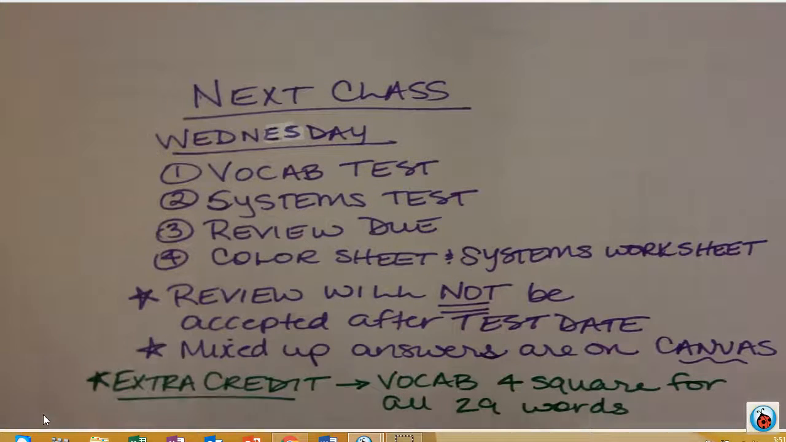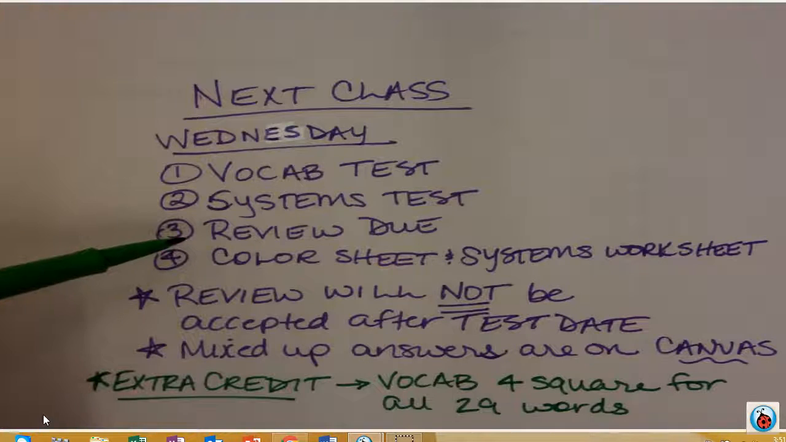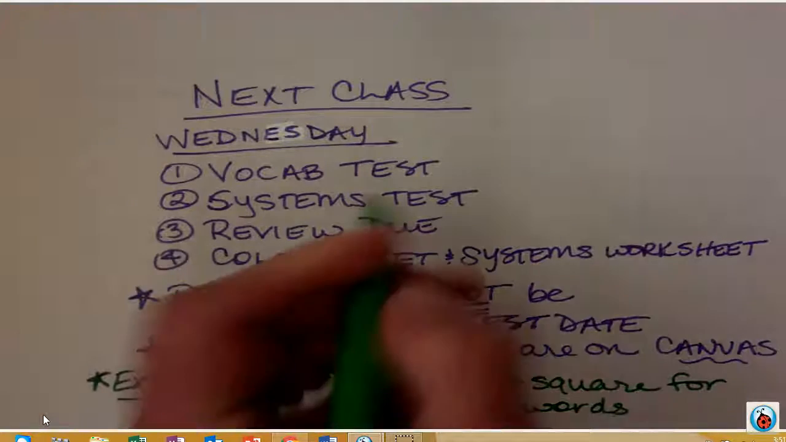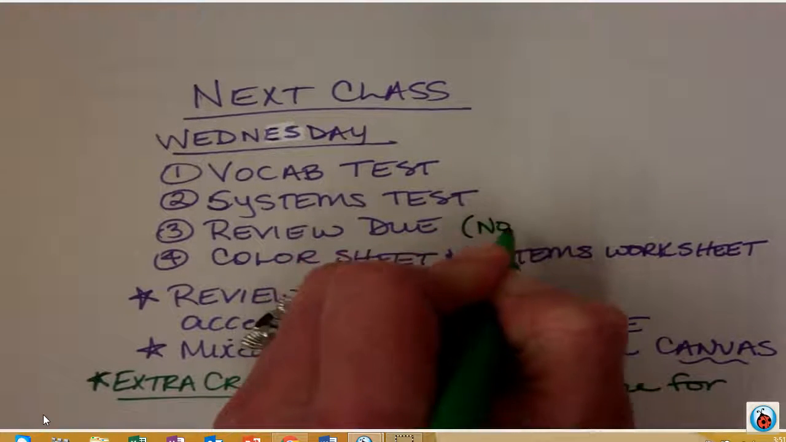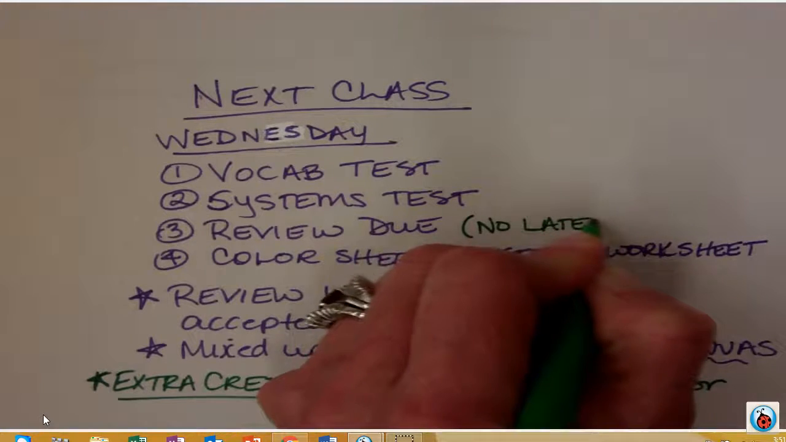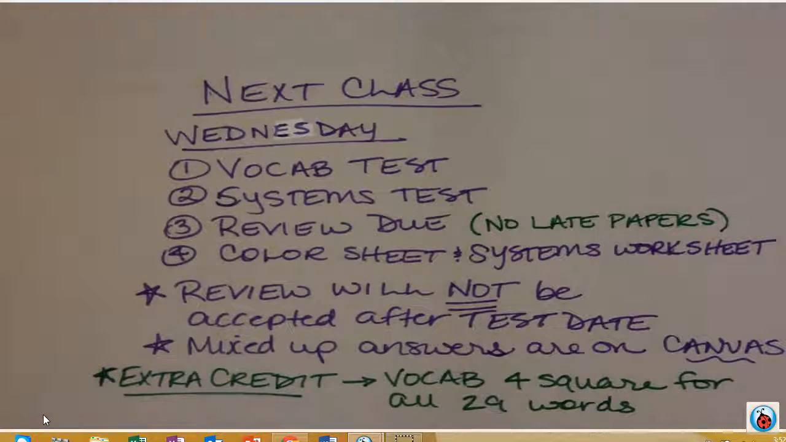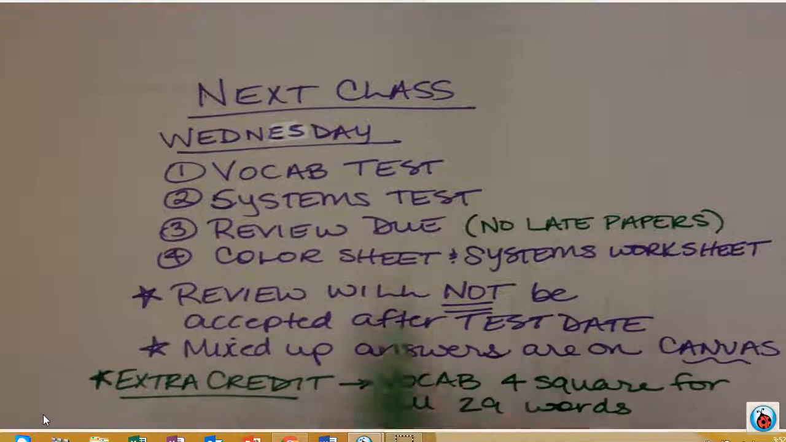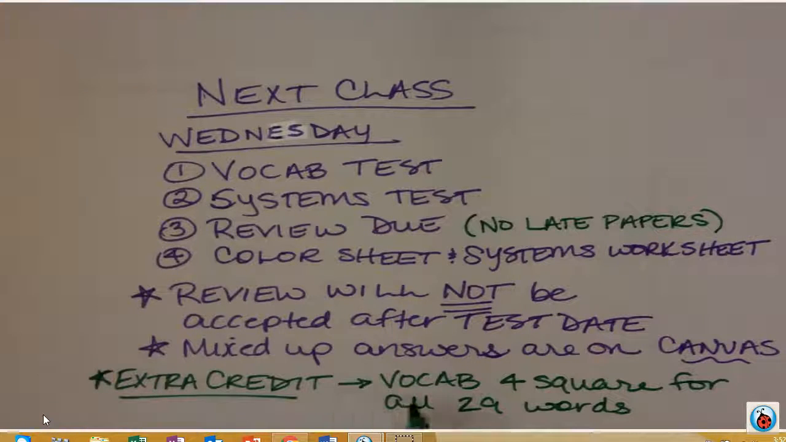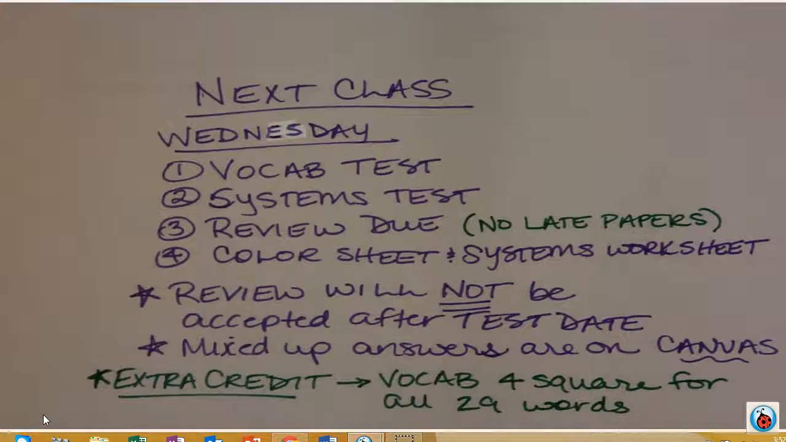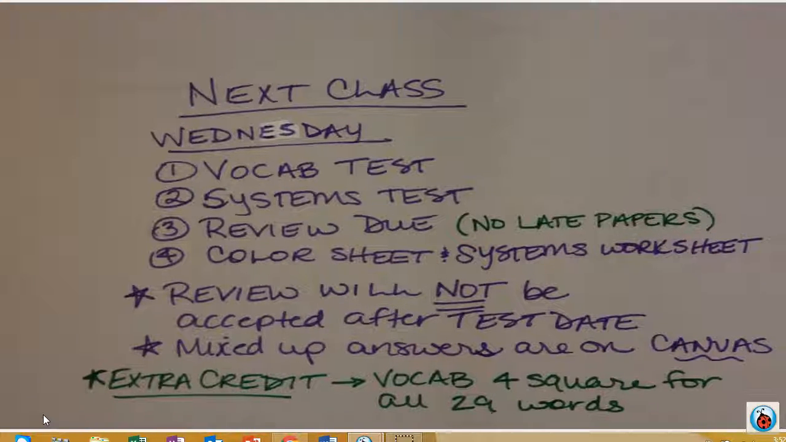So, class, we're going to have a vocabulary test and a systems test. Your review, which we're going to work half of the problems, is due. This is not late. No late papers. And your color sheet and your worksheet reviews will not be accepted after the test date. Mixed up answers will be on Canvas and they'll be at the end of this. And then for extra credit, you can do your 4 square of the 29 vocabulary words.